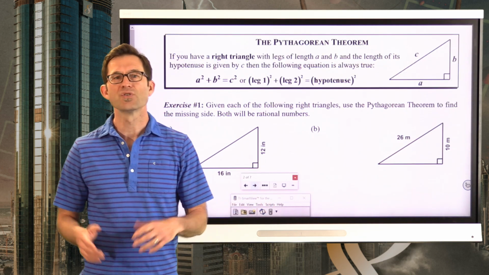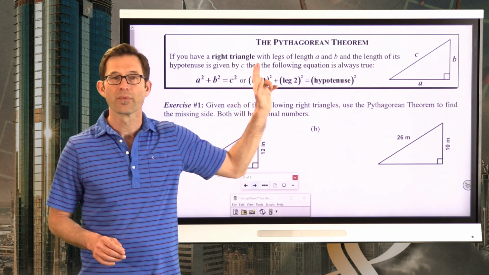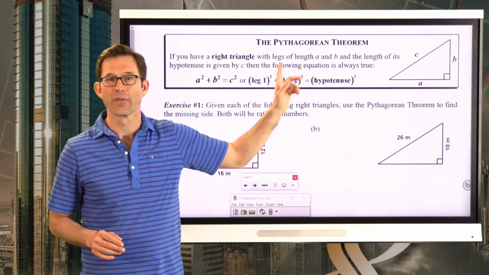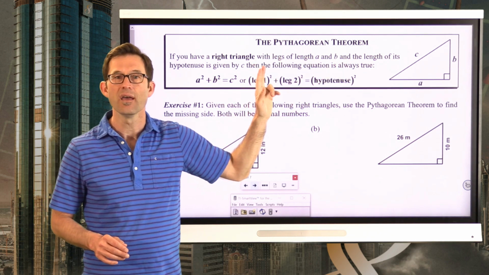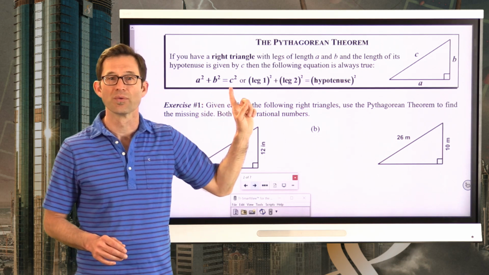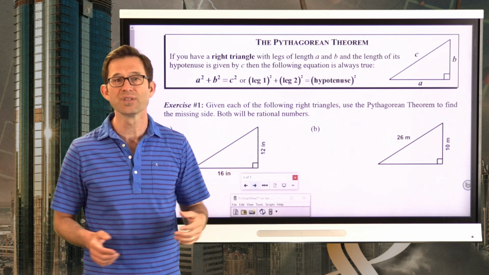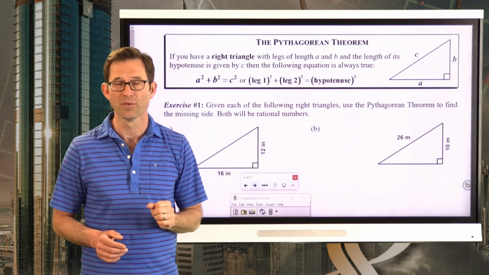All right, so what does the Pythagorean Theorem say? Well, it says if you have a right triangle, and the lengths of the two legs, the two that are perpendicular to each other, are given by A and B, and the length of its hypotenuse is given by C, then the following equation is true: A squared plus B squared equals C squared. Or, in terms of legs and hypotenuses, leg 1 squared plus leg 2 squared is equal to the hypotenuse squared.